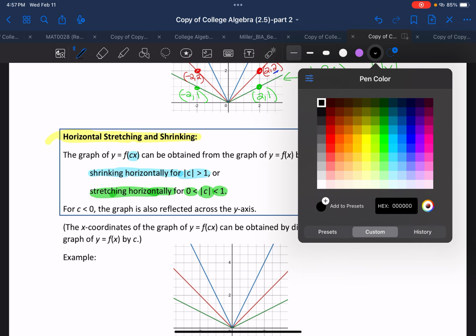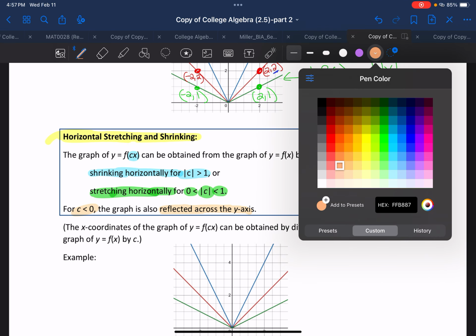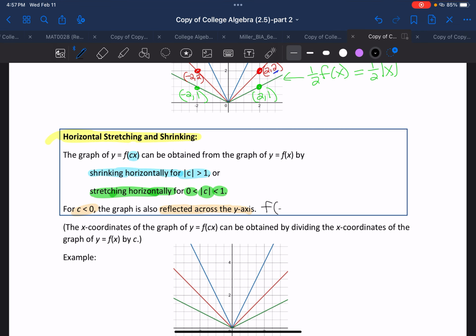And for this one, if c was negative, well, this would be reflected across the y-axis, because this would be f of negative x. And then if there was a number there, the number would represent the shrinking or stretching. So just be aware of that.